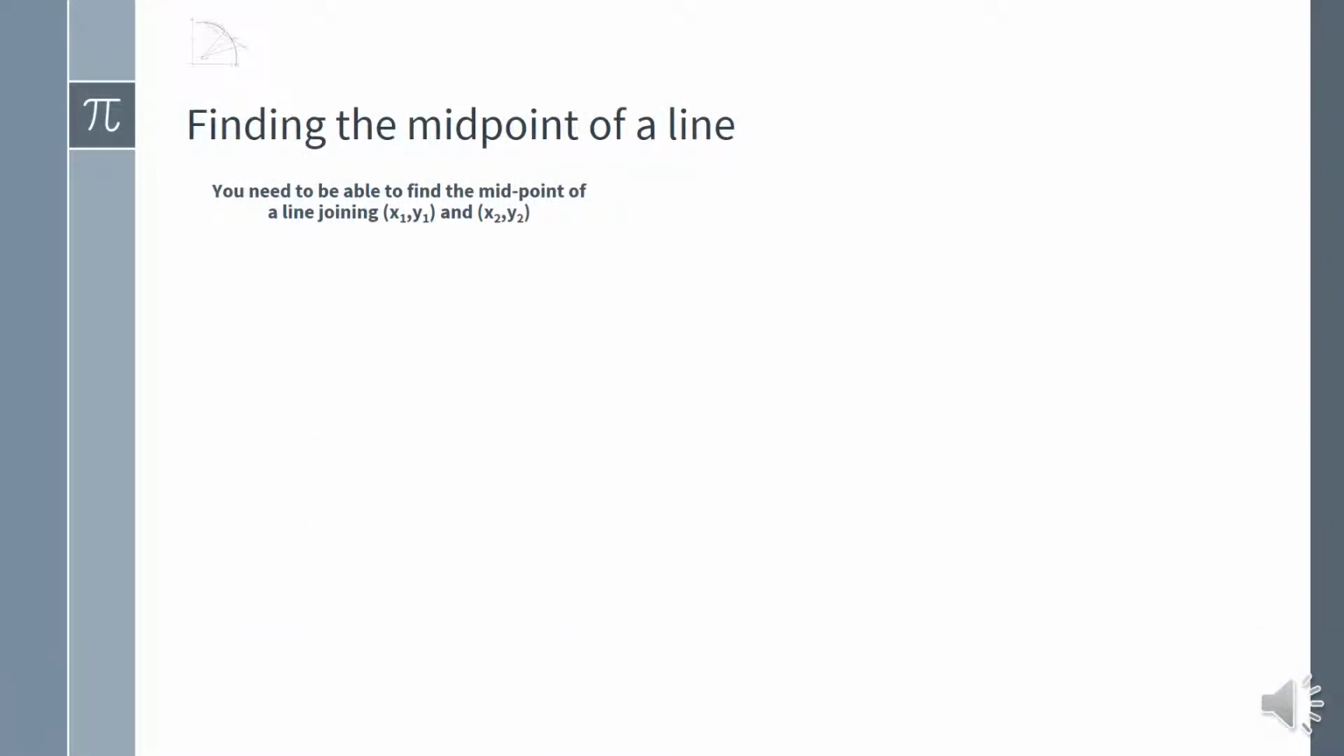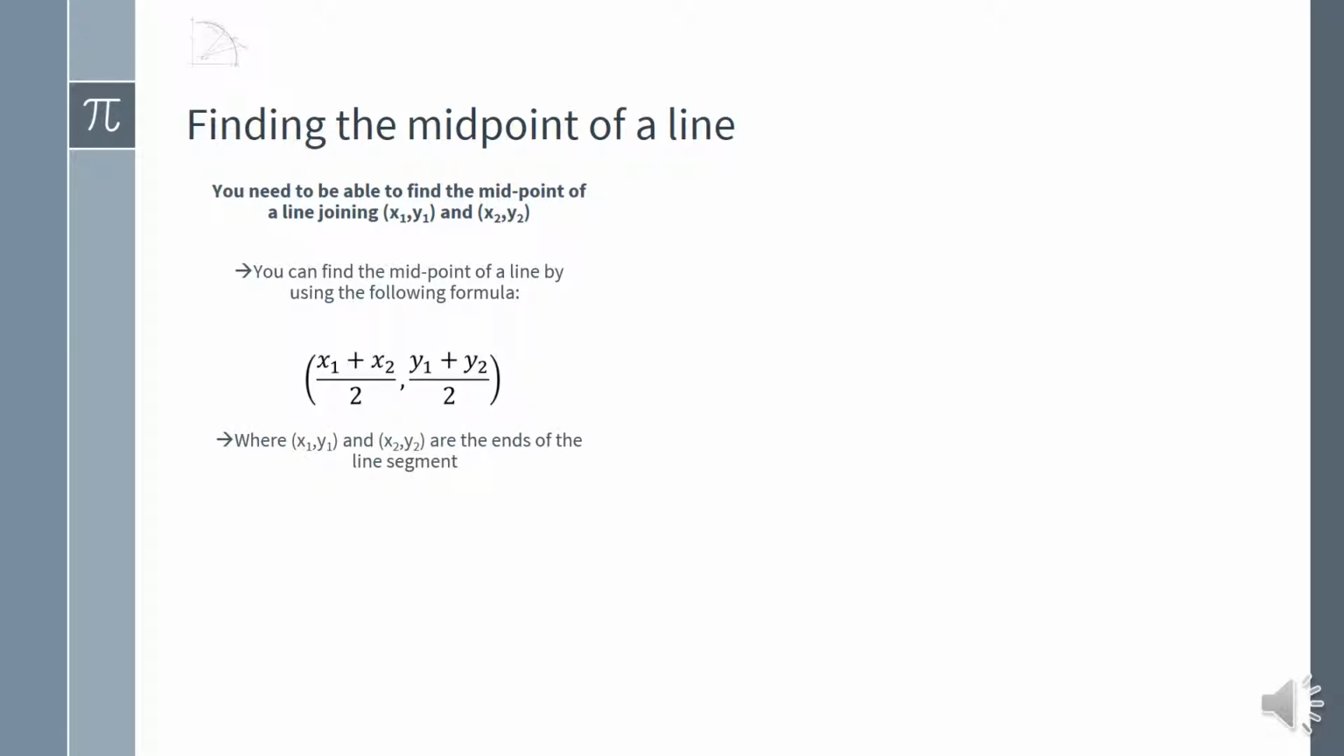Coordinate geometry in the xy plane, midpoints of lines, and also perpendicular bisectors. So you need to be able to find the midpoint of a line joining 2 points. If the points are x1, y1 and x2, y2, then finding the middle of them is dead easy. You basically add them up and then halve them. So x1 plus x2 divided by 2, y1 plus y2 divided by 2, and you've got the midpoint of a line.